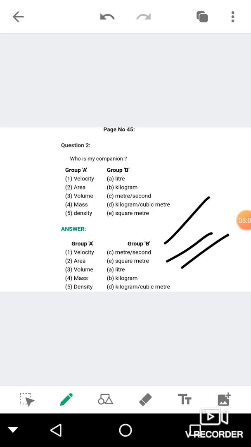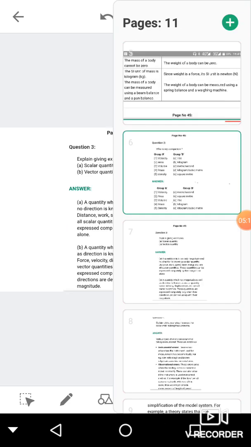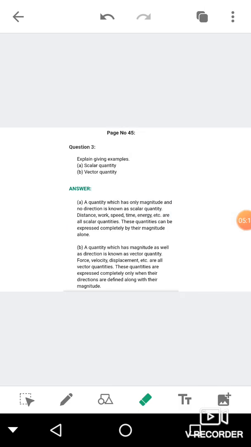Volume is measured in liter, mass is measured in kilogram, and density is measured in kilogram per cubic meter. Here group B is all about the unit of this physical quantity. Now move on to the next question, question 3. Explain giving example. You have to explain it with examples.